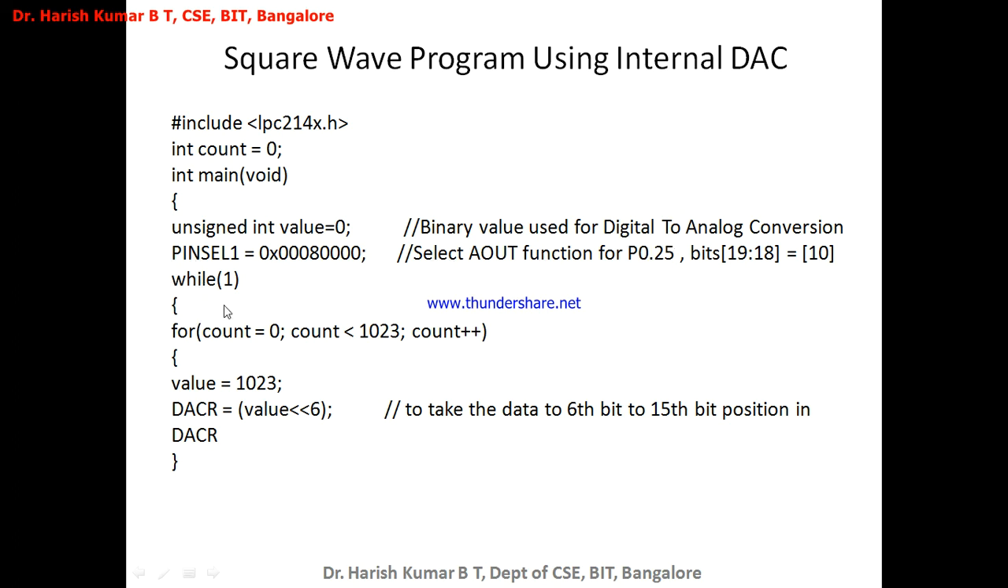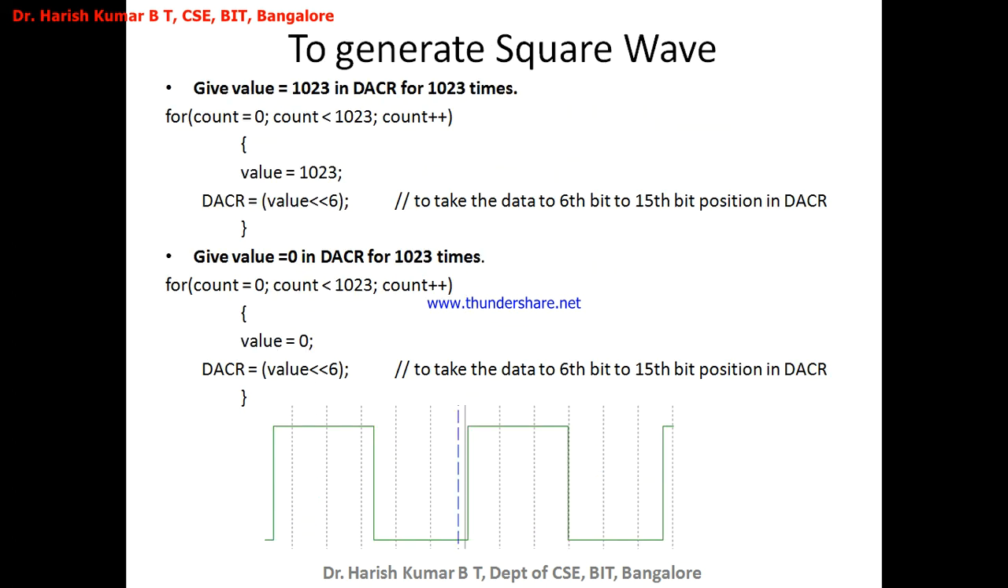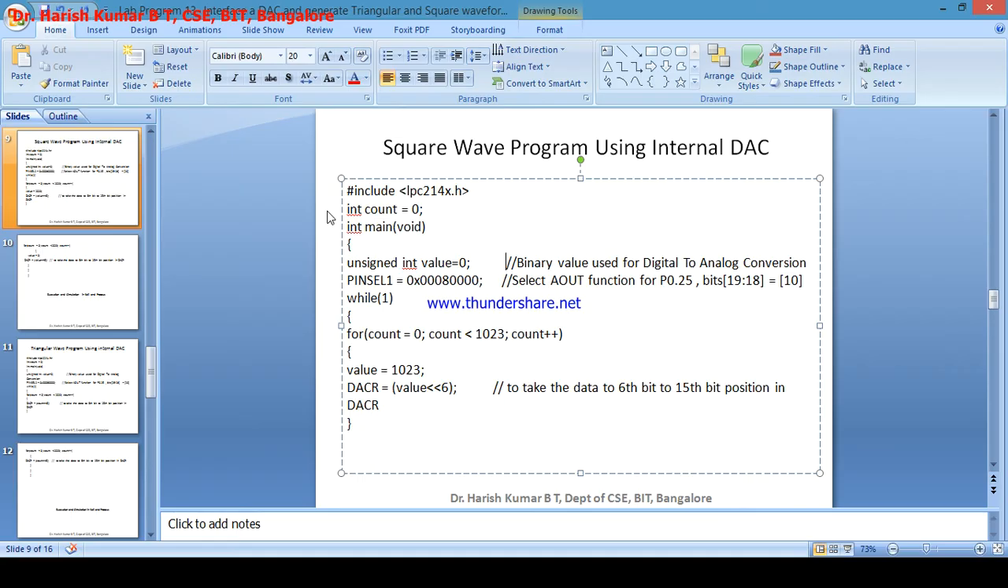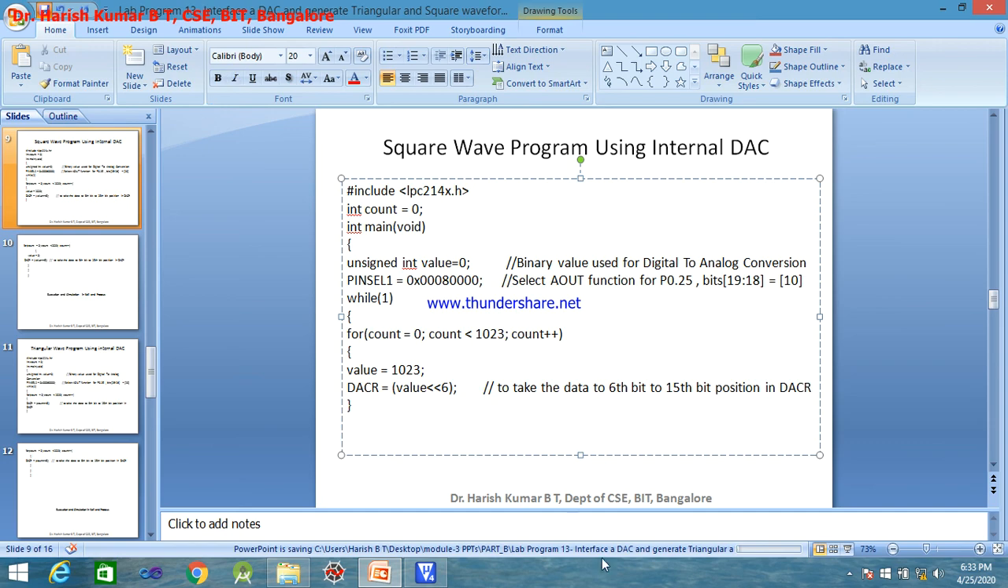Next, while 1, because I want the loops to be repeated continuously forever, while 1, and for count equal to 0. This is what we are writing here, this for loop which I already explained to you. Now one second again, this I'll comment, I'll write this side. Save.